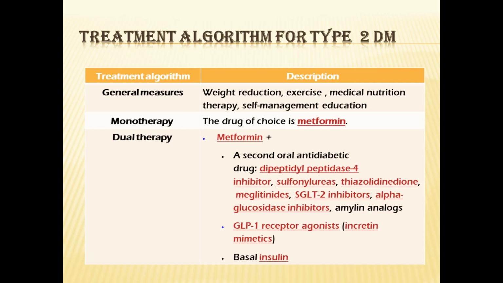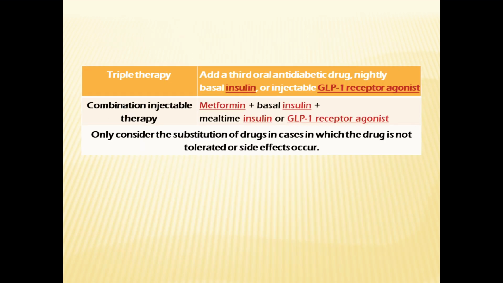We can also add a GLP-1 receptor agonist or incretin mimetics along with metformin, or a basal insulin. If glycemic control is still not achieved, then we go for a triple therapy. Along with the dual therapy, we either add a third oral anti-diabetic drug, or a nightly basal insulin, or an injectable GLP-1 receptor agonist. There are also combination injectable therapies, like metformin plus a basal insulin plus a mealtime insulin or a GLP-1 receptor agonist. Only consider the substitution of drugs in cases in which the drug is not tolerated or side effects occur.